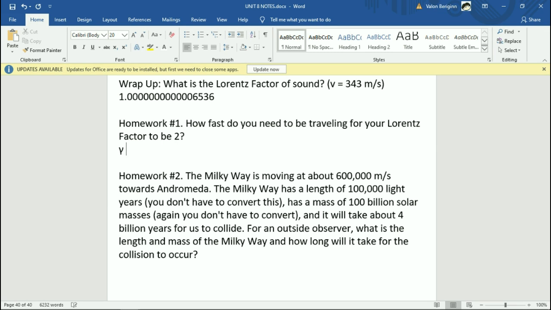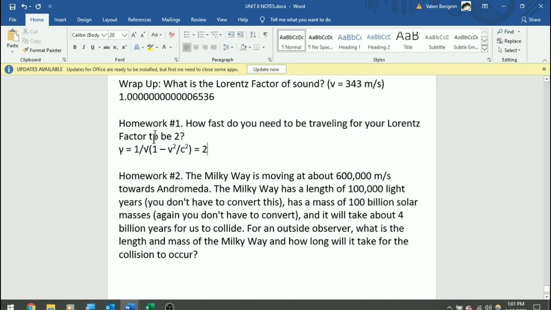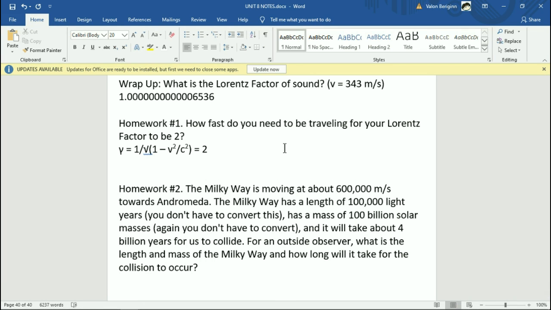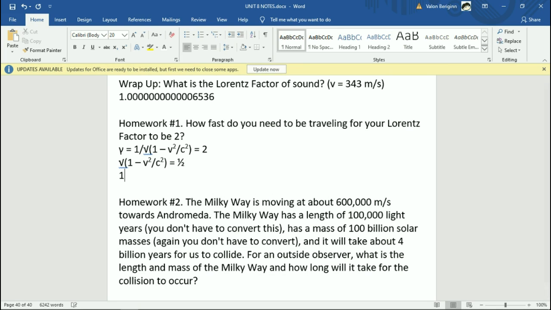So we have the formula for that. Basically, we're saying what is the speed as long as this equals 2. Let's think about what we have here. We have 1 over this thing equals 2. So therefore, that thing equals 1 over 2. Then you have the square root here, so we square both sides to get rid of the square root.